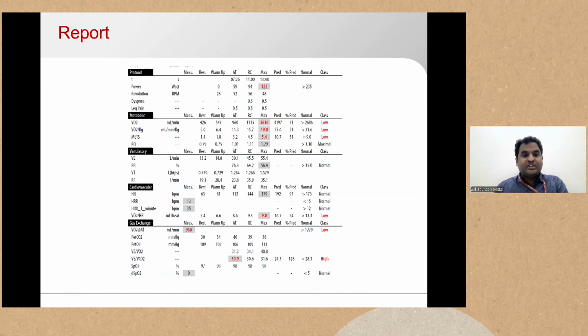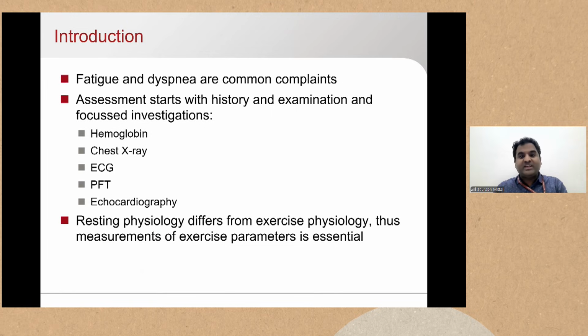A lot of you might have seen such reports in your practice. There are headings given here. First is the protocol of the test. Then there are some metabolic parameters, some ventilatory parameters, some cardiovascular parameters, and some gas exchange parameters. All these things are measured and calculated during the test, and they help us reach a conclusive answer after the test. So this is the background which I thought it is important that everybody understands, that is, what CPET actually is. When we talk about CPET, the most common indication in our setting is evaluation of dyspnea.